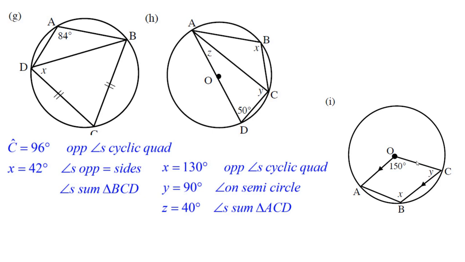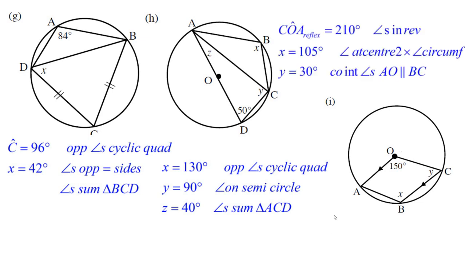Well, if that's 210 degrees, we've got what x is. X has to be half of that. The angle at the center is twice as big as this angle here. So if that's 210, that x must be 105 degrees. Because the reflex angle, COA, that one right there, angles in a revolution, must be 210. Just what I just finished saying. Then x is 105 degrees because the angle at the center is twice as big as the angle at the circumference. Now, why does y equal 30 degrees?